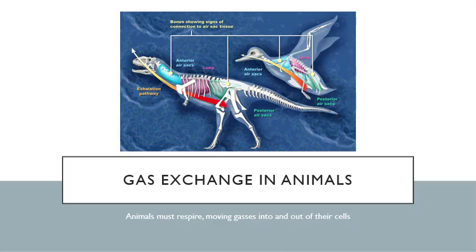All animals must respire. You must move gases into and out of your lungs. Now, in general, what gas do you want to bring into your lungs? Oxygen. And what gases do you want to expel from your lungs? Carbon dioxide. Why do you want to bring oxygen in? What cellular process is so very important that requires oxygen? Aerobic cellular respiration, exactly.